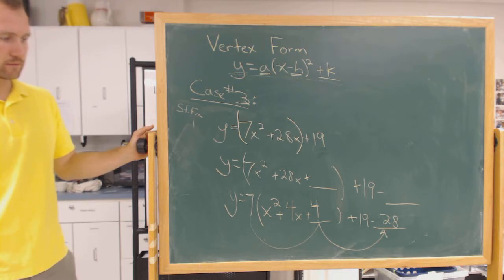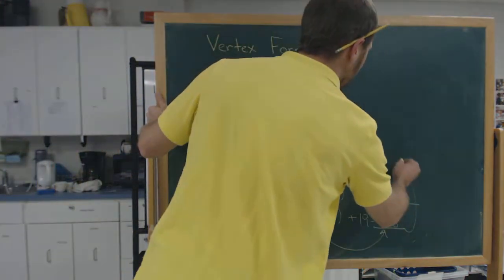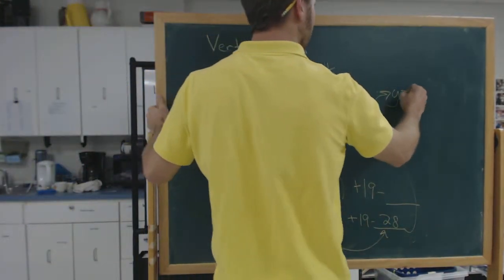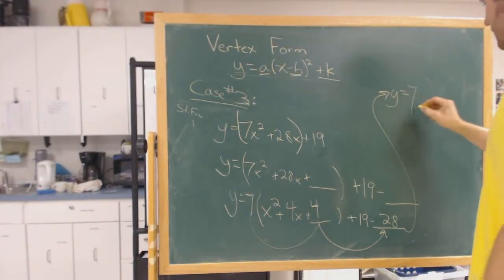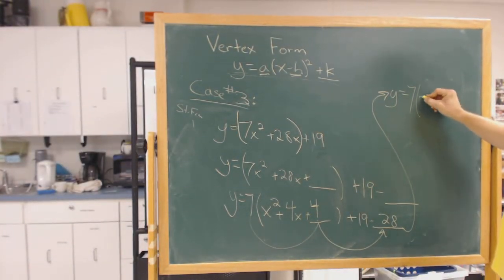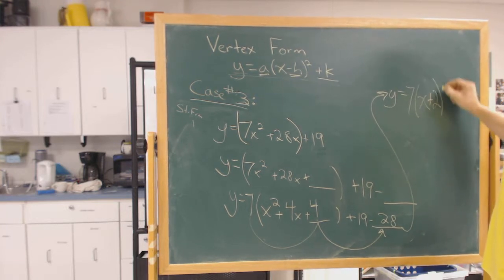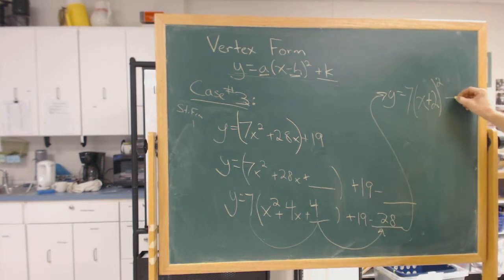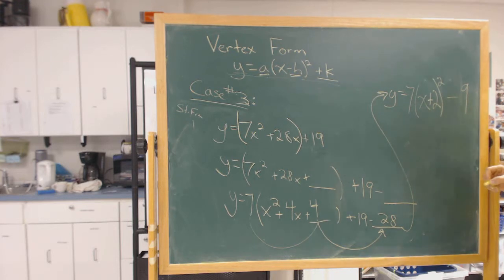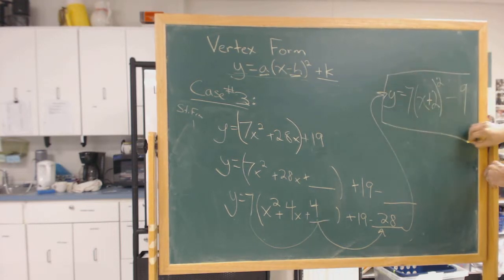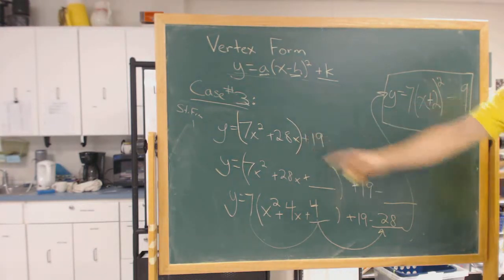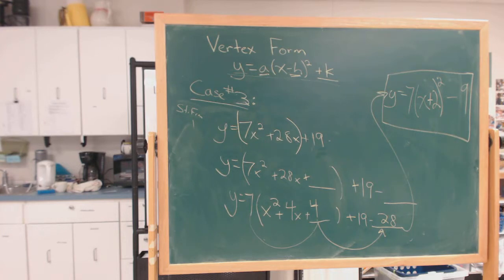Now I'm going to move up here. So now I factor what's in my parentheses. Y equals 7 times x plus 2 squared. And then I have plus 19 and minus 28. So I have minus 9 if I combine those like terms. And that is vertex form of this standard. Any questions about that one?